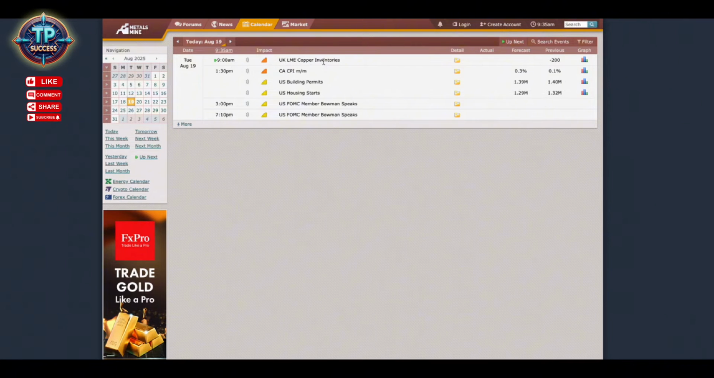Obviously, we've got the LME copper inventories, right? So copper has something to do with gold. We need to see the details on that one. That's coming out in a few hours. Yeah, so that is LME, the London Metal Exchange. So they're going to be talking about that.